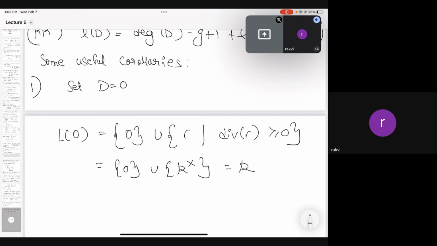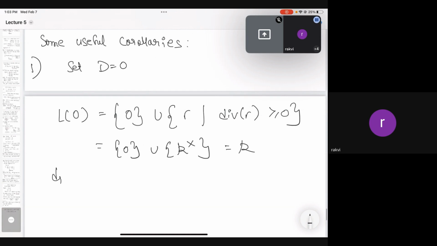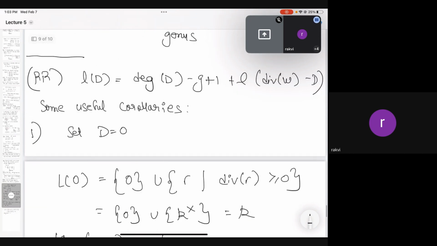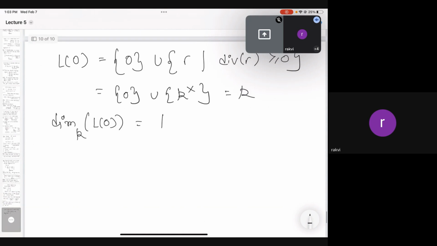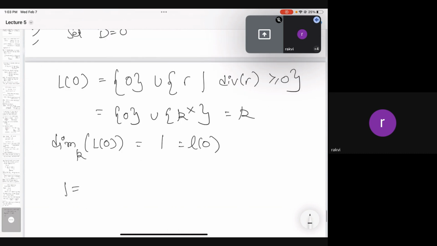This is just K. So the dimension of this vector space, and remember these are vector spaces over K, the dimension of any field over itself is just 1, because the basis consists of a single element, simply the multiplicative identity. You take multiples of that, you will get everything. So in our formula, small l of 0 is 1. So 1, and now let's go back.